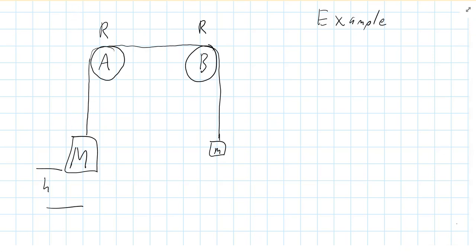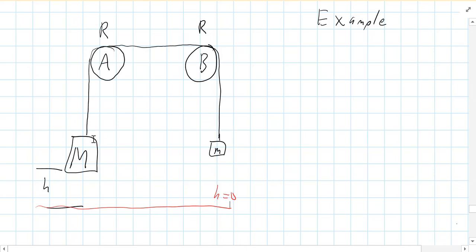Now, we're going to have changes in height for two of our objects, so we have to establish a zero height. It doesn't matter where you put it. I'll put the zero height down here. So we'll call that h equals 0. If you need a moment to copy this down, I'd suggest pausing the video.